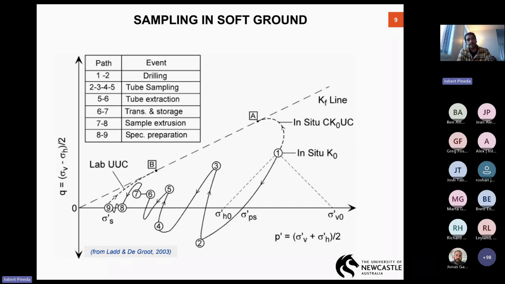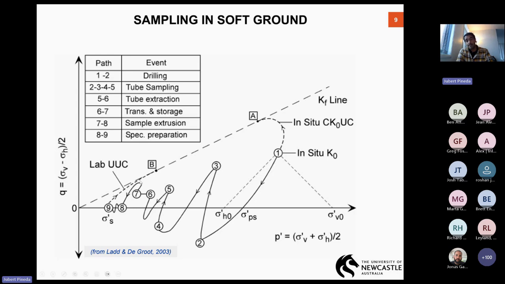But the more important problem is that the labs normally decide to run UCS tests or unconfined undrained testing, right? Because it's cheap and it's quick in order to get the undrained shear strength. If we do that, the stress path is this stress path from 9 to point B. And this point B is far different from point A. So we are largely underestimating the undrained shear strength. So this is definitely not good for our design if we want to represent the natural ground conditions.